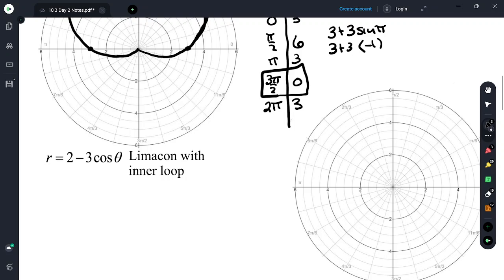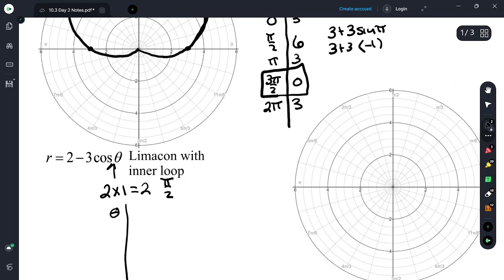Here's a limacon with an inner loop. Let's double the coefficient just like we do every time. That's 2. And so we're going to count by pi over 2's. And really what we want to end up doing is plugging in values that are pi over 2's.